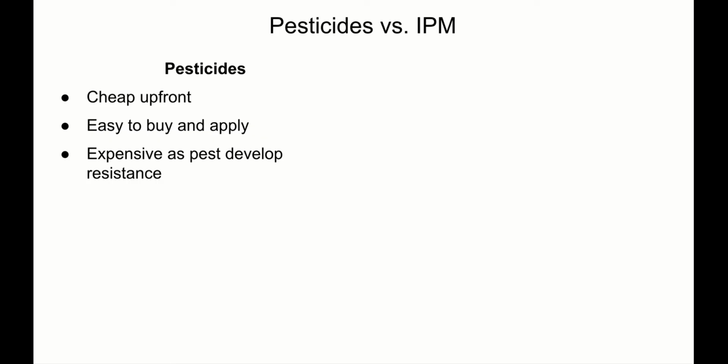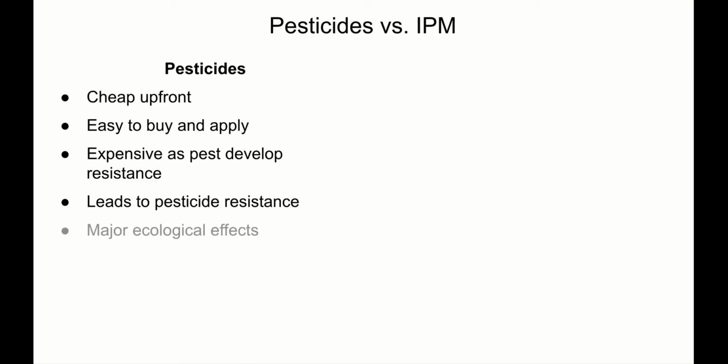However, they are expensive as pests develop resistance and as you need more and more pesticides to achieve the same effect. And they can lead to pesticide resistance. We don't want our pests to be resistant to pesticides, but heavy use of pesticides can provide that natural selection to push pests toward pesticide resistance.